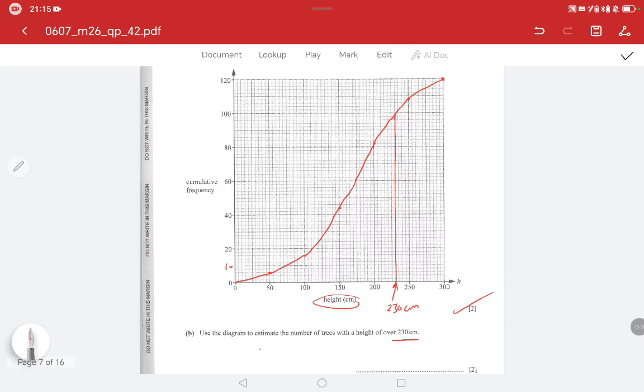So look, when I did this one, I made an intersection here with the curve. Then I move to the left side along the horizontal line. This gives me this one, which looks like 98. They said a height over 230. They didn't say less. If they said less, I could say it's 98. But since they said over 230, it means over this one. So it's from 98 to 120. So please write 120 minus 98. So the answer should be 22.